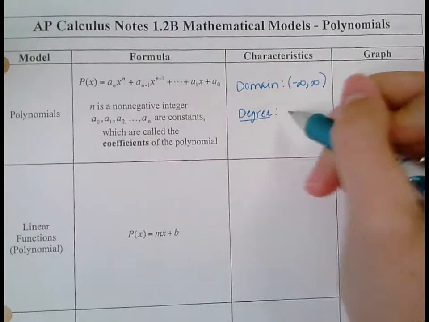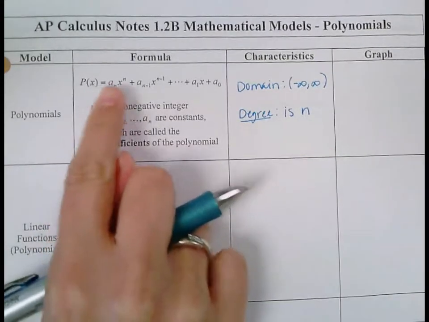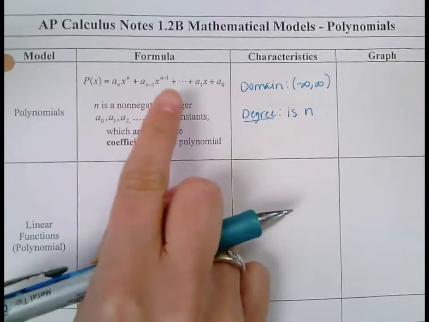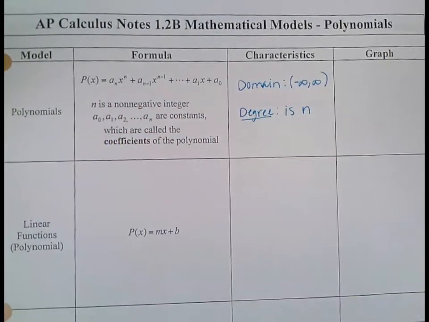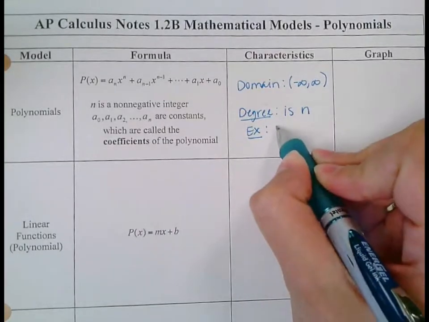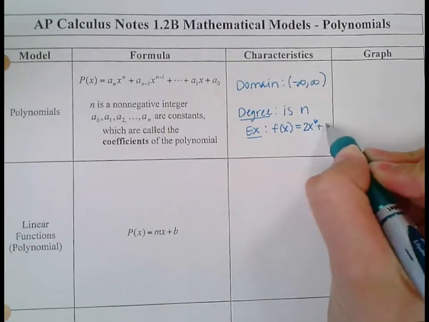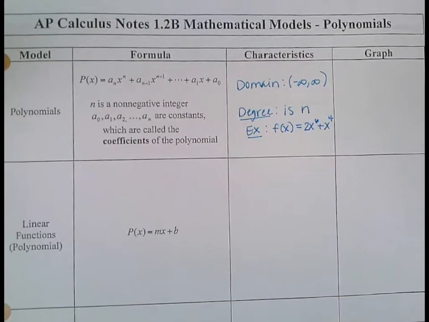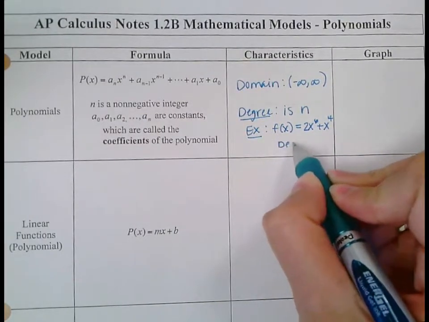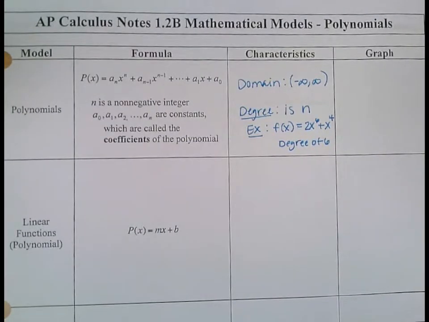And the degree of a polynomial, I actually didn't need the colons there, the degree is n, basing it off of this general form here, meaning the degree, you may remember with polynomials, it's the highest power on the variable, highest power on x. So just as an example here, if we had this polynomial, f of x is 2x to the 6th plus x to the 4th, that polynomial would have a degree of 6, highest power on x, a 6th degree.